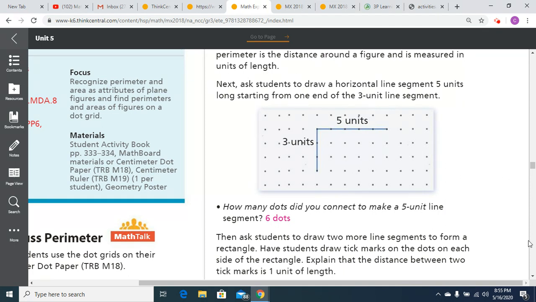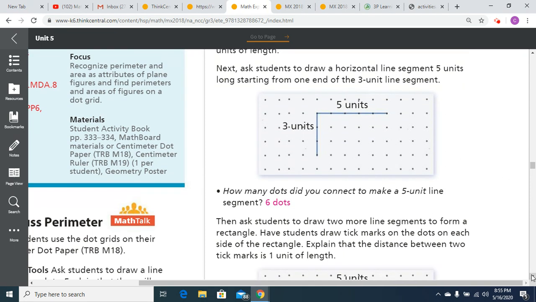Okay, now I'm going to help you understand how to find perimeter in a shape by using a dot grid. A dot grid is a paper like this that has a lot of dots all over. What I just did is I drew a 5 units long line segment and a 3 units long line segment.